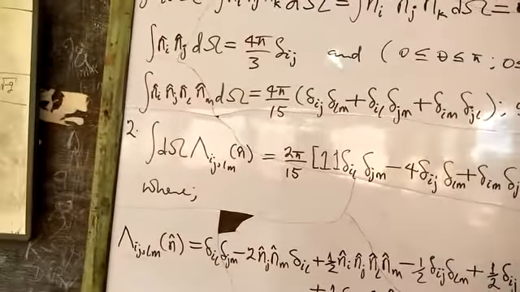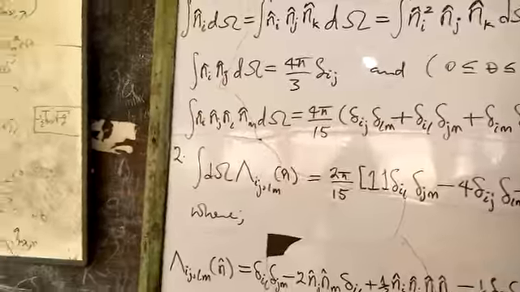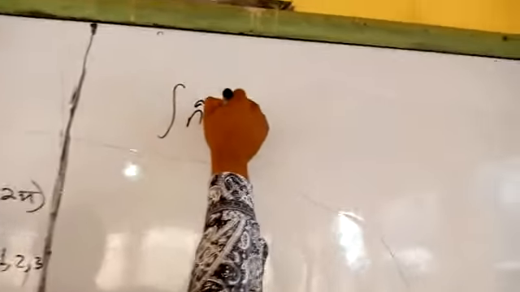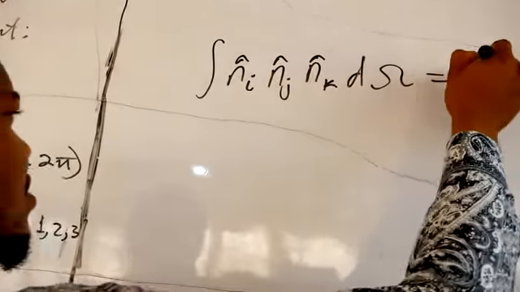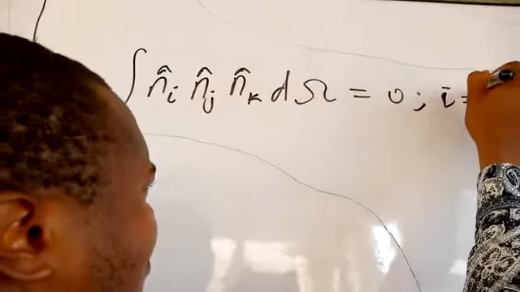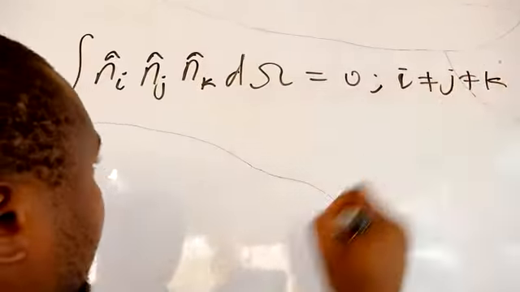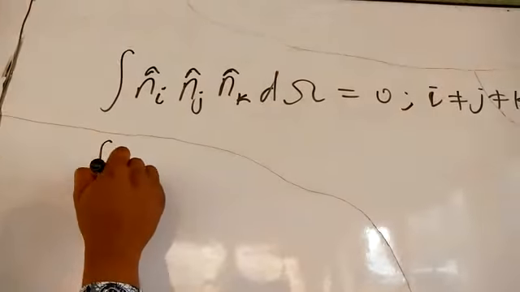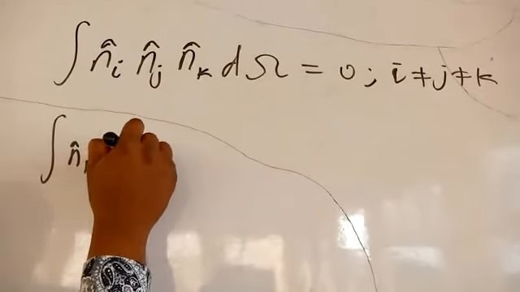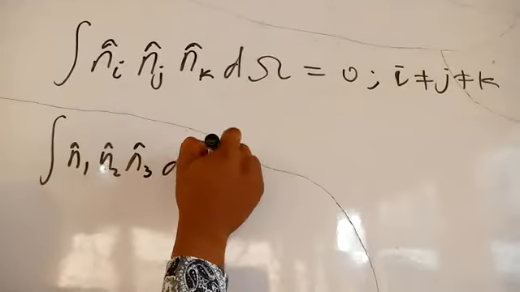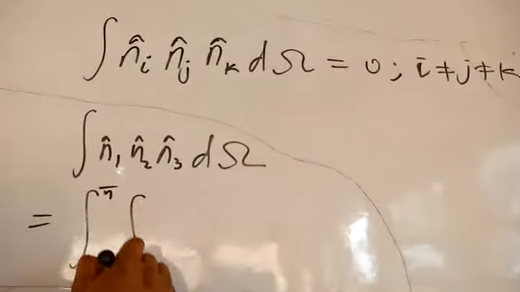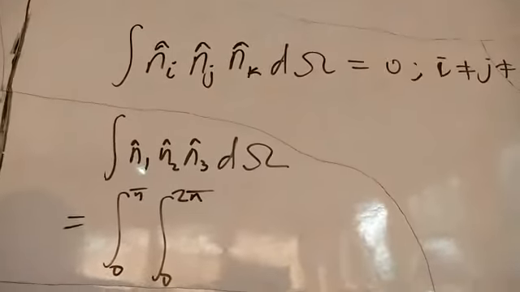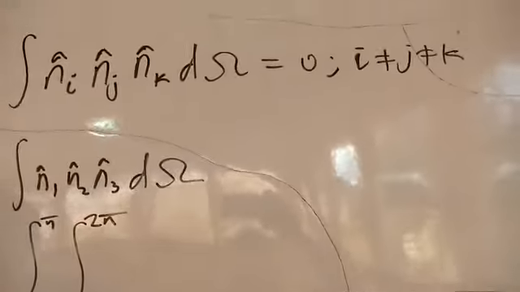what this will be, for instance, is to consider the fact that when I said n sub i, n sub j, n sub k, d omega equal to 0, this is for i not equal to j, none of them is equal to the other. So we have to show this just once, just 1, 2, and 3, d omega. Combining everything, we'll do 0 to pi, 0 to 2 pi, n sub 1. So let me try to do this all in one blow.